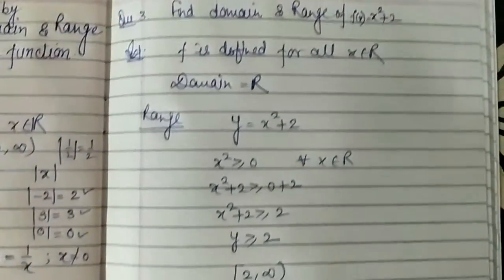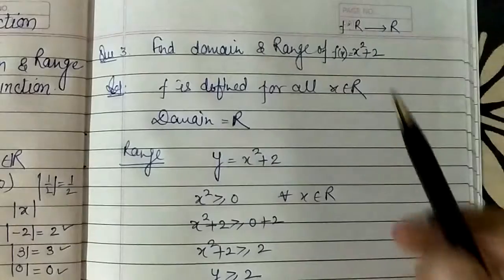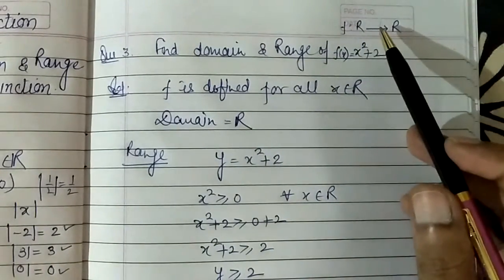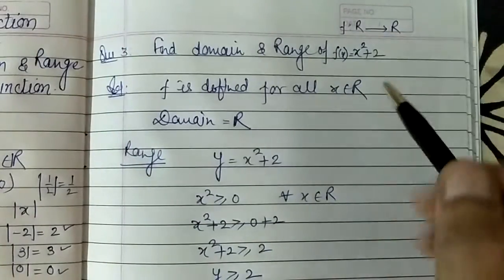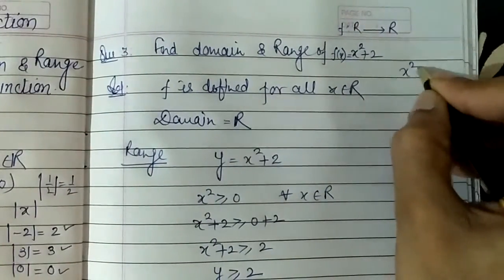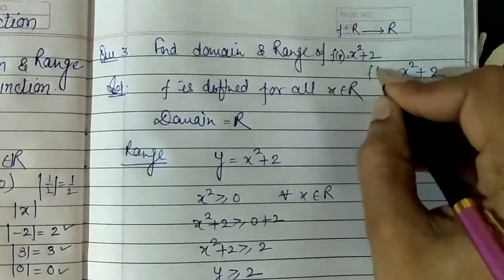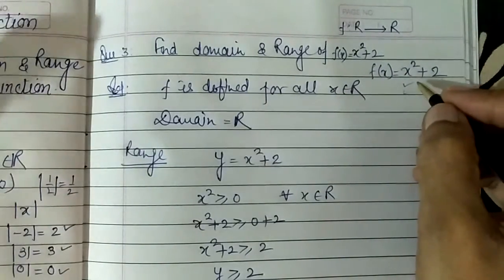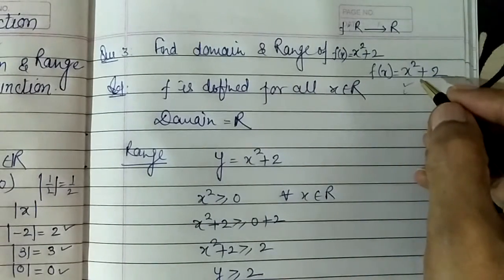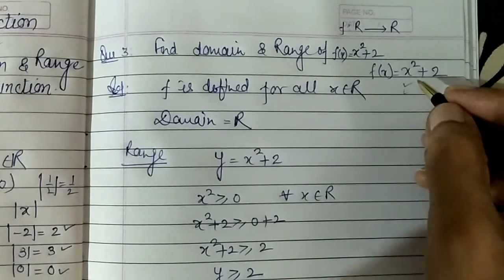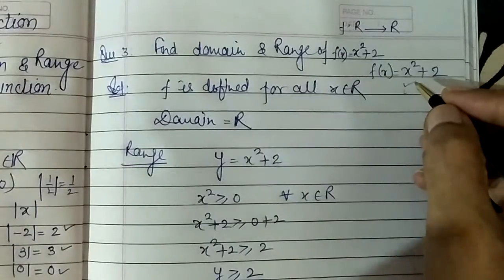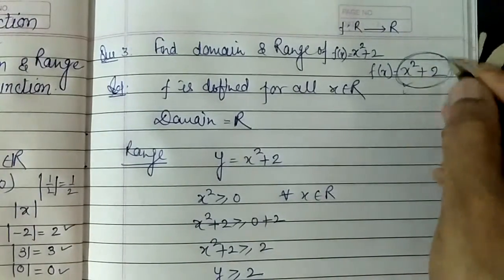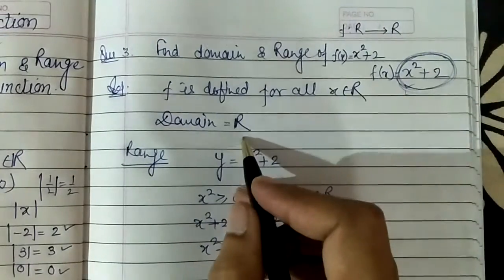Now the third question. Find the domain and range of this function f(x) equals x square plus 2. F is from R to R. Now our function is x square plus 2. This is our f of x. We can calculate the value for every x. We are not having problem with any value of x, whether that is positive, 0, negative, everything. Means f(x) is defined for all the real values of x. The domain is the whole real line.